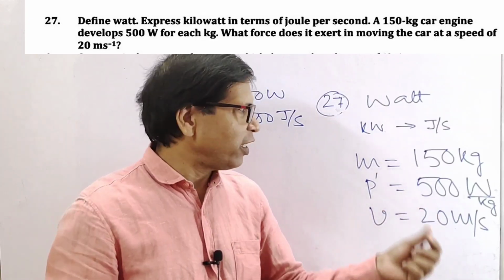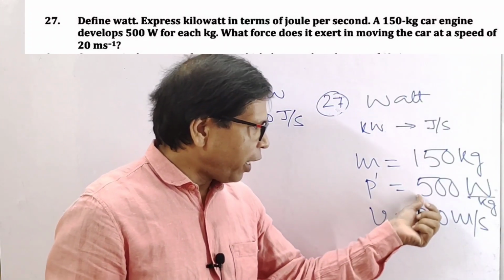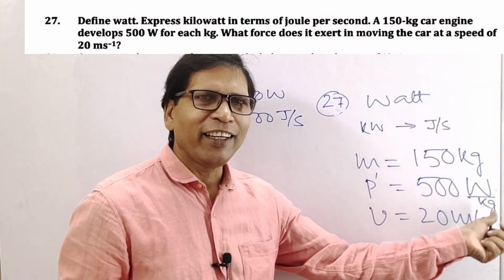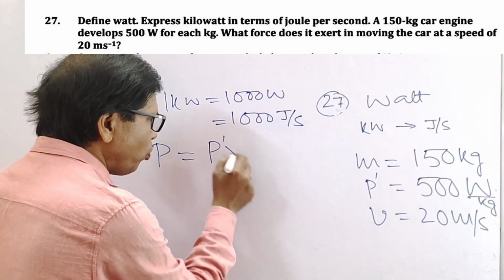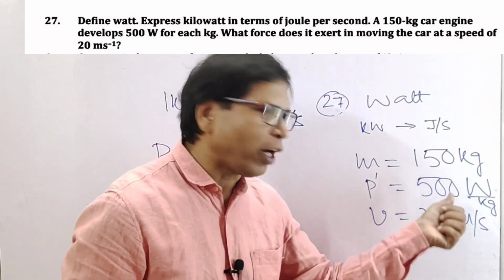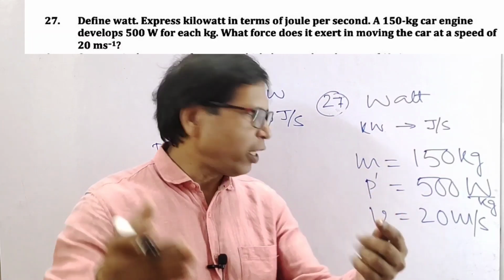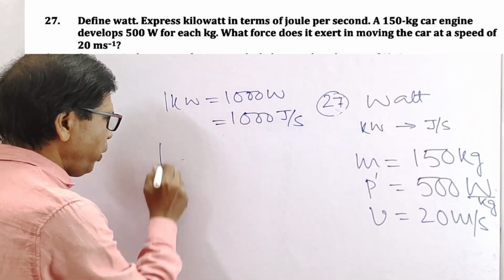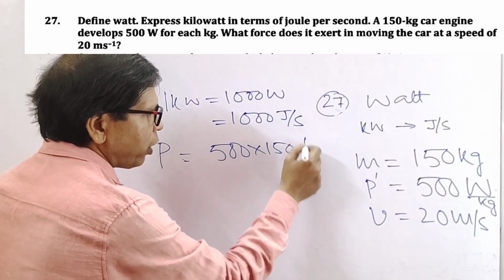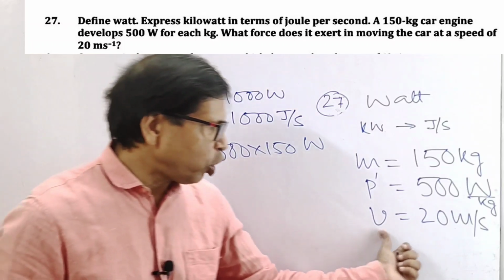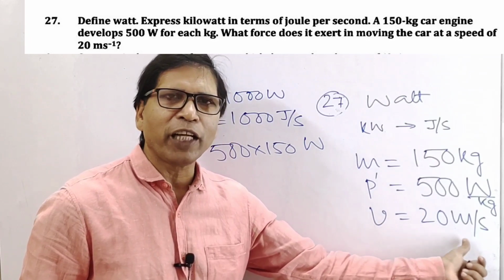Okay. A car engine of mass 150 kg exerts power 500 watt per kg. Therefore total power P equal to P dash into mass. So car exerts 500 watt power for 1 kg of the engine. So therefore P equal to 500 into 150 watt. Now velocity of the car is 20 meter per second.